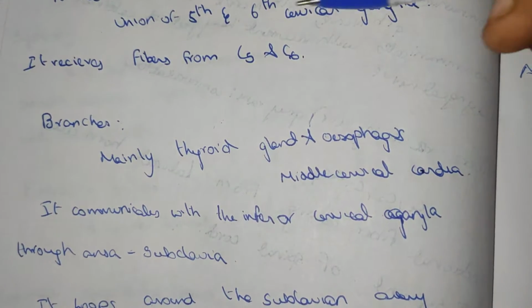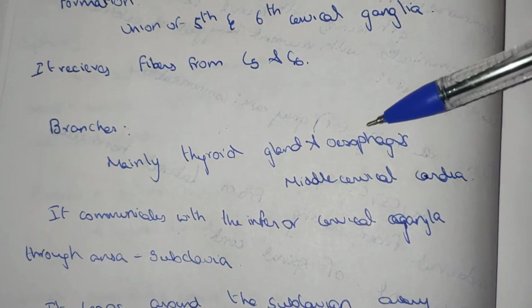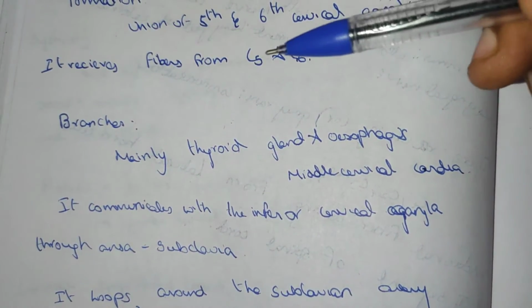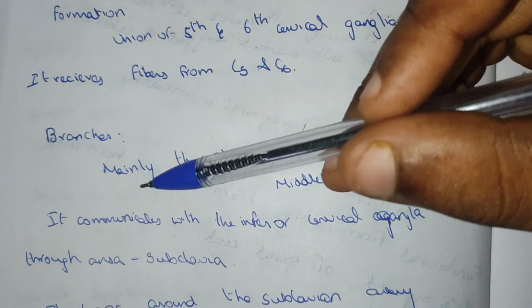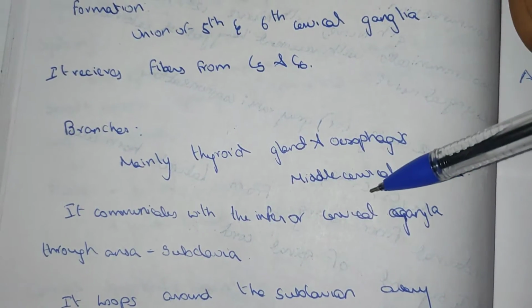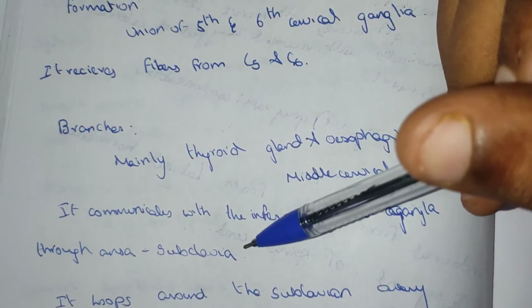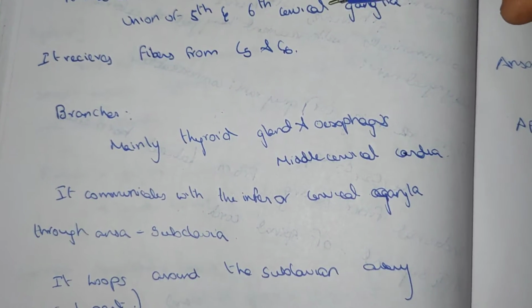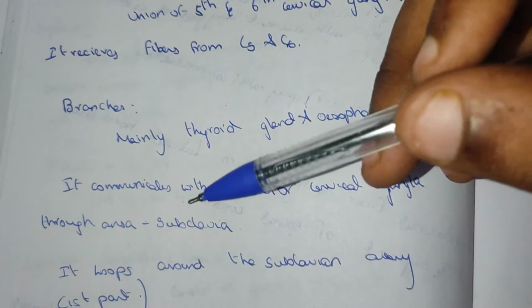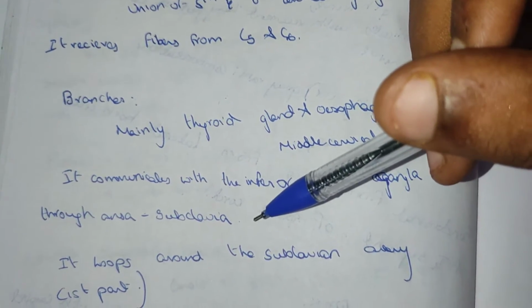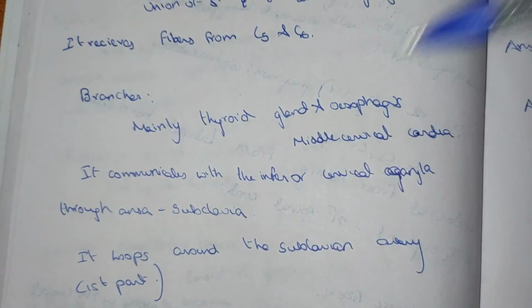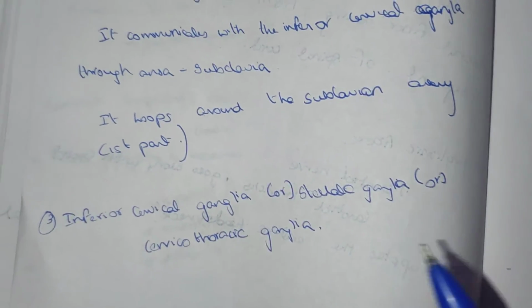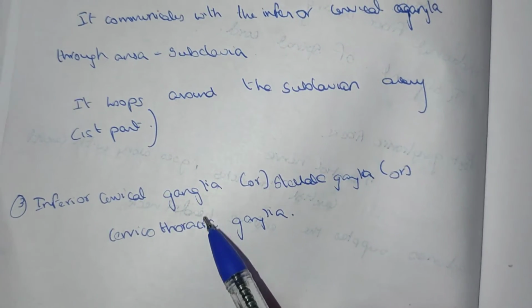The branches are mainly to the thyroid gland and esophagus, and the middle cervical cardiac branch. These are the main branches. It communicates with the inferior cervical ganglion through the ansa subclavia, where the first part of the subclavian artery is looped around.